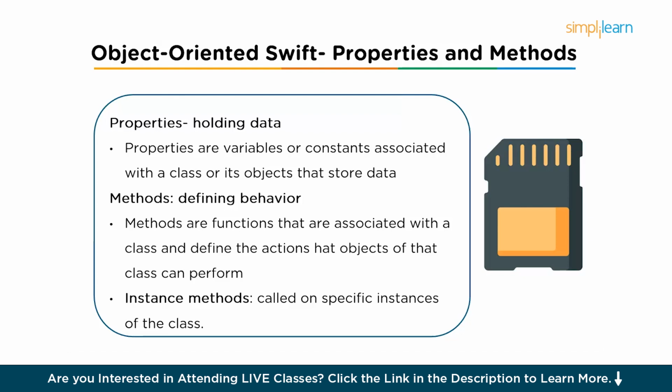Then we have instance methods. The methods we have been talking about so far are instance methods. This means that they are called on a specific instance or an object of the class. For example, if we have a dog object named myDog, we would call its bark method using the syntax myDog.bark. Each dog object has its own copy of instances.